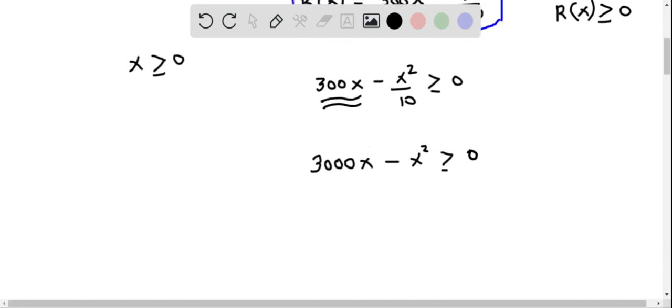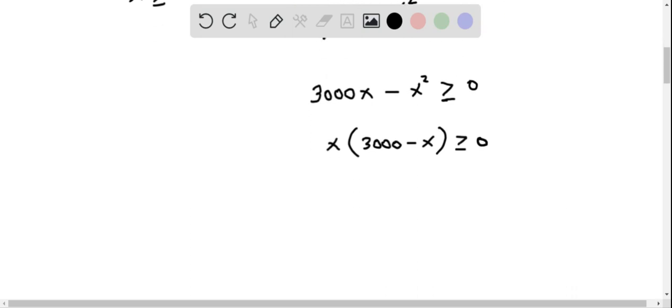So we have this inequality. Now let me factorize x, so this will become x times 3000 minus x greater than or equal to 0. We can determine the points where x is 0. Suppose we set this up as an equation, we get x times (3000 minus x) equals 0. So we know that there are two values of x which make this equation 0, that is x equal to 0 or x equal to 3000.